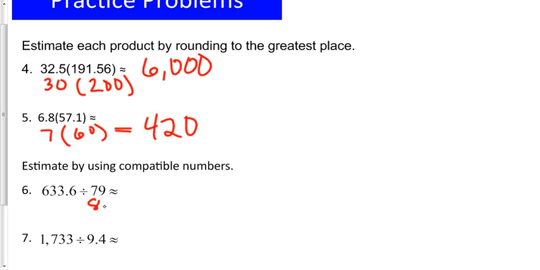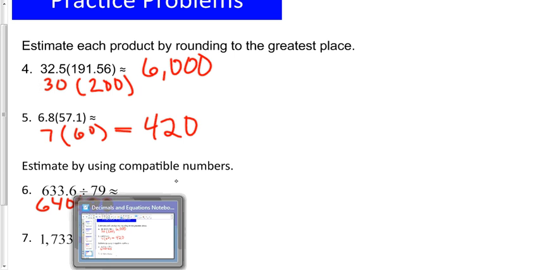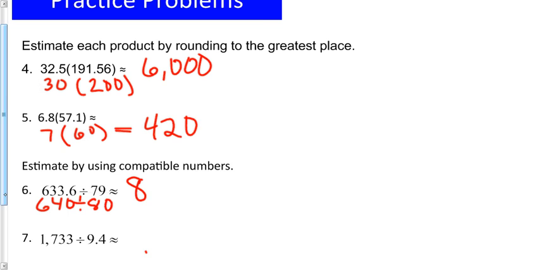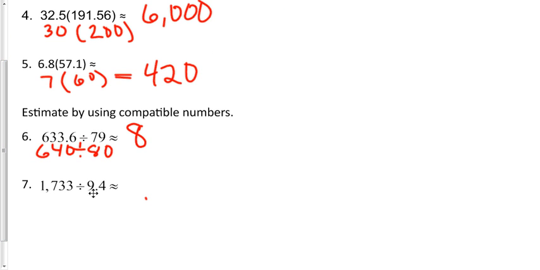And then I want to use compatible numbers here. And look at the divisor, make that 80. 633, what works with 80? That's close to 633. 640. And so 640 divided by 80 is 8. And finally, 9.4. I could keep that at 9 because I see that 1733. I can make that 1800 divided by 9. And that is going to give me about 200. And that's how we estimate.